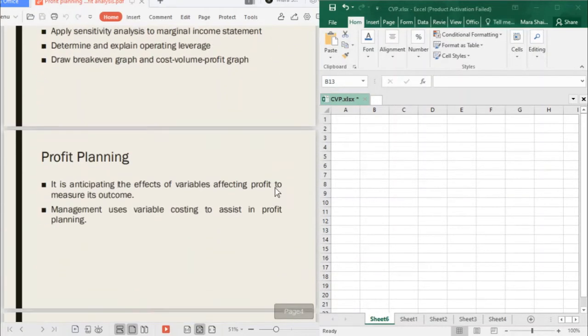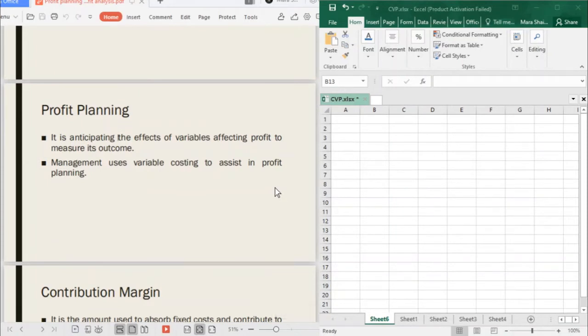So, let's start with defining what profit planning is. Profit planning is anticipating the effects of variables affecting profit to measure its outcome. What are these variables? These are your cost and your units or production units. You also have the sales price, which is also a variable of your profit. So, how do those variables directly affect the profit? That is what basically profit planning is all about.